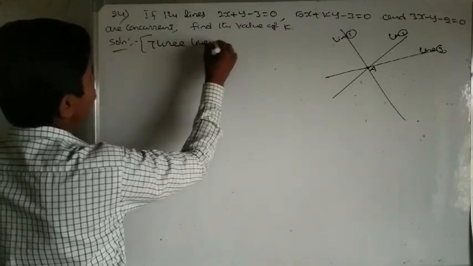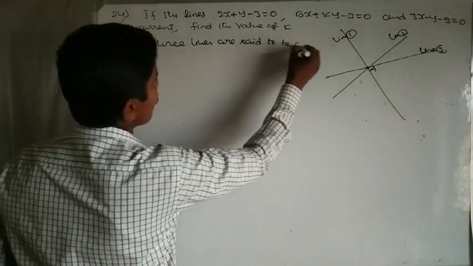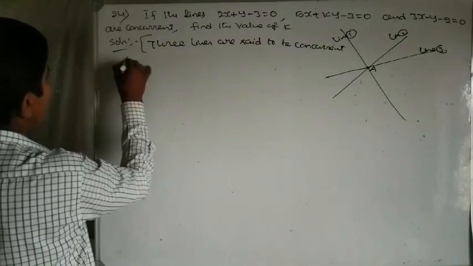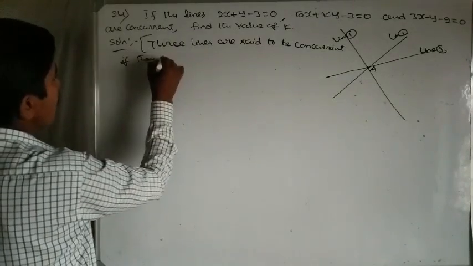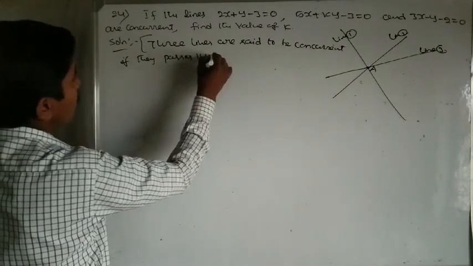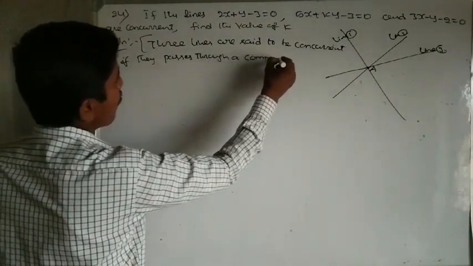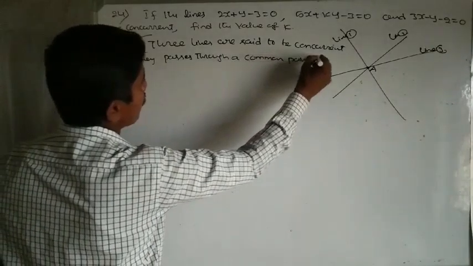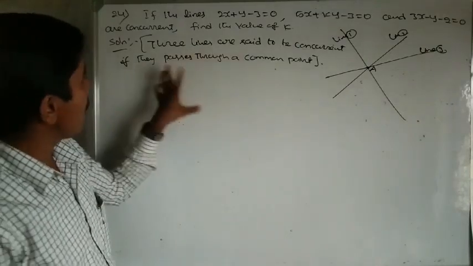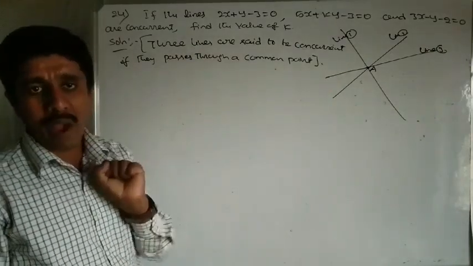Three lines are said to be concurrent if they pass through a common point. Three lines are said to be concurrent if they are passing through the common point here.